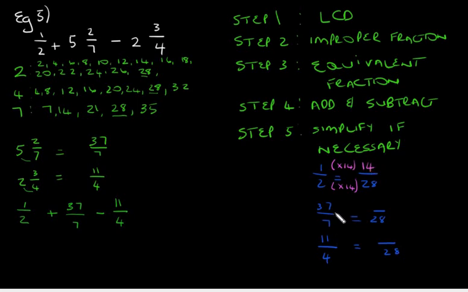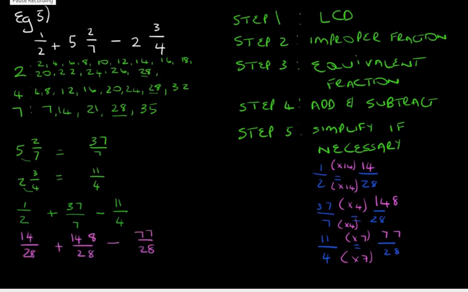And then 37 over 7. What did we do to 7 to get 28? We multiplied by 4. And therefore, we must multiply 37 by 4 as well. So that will give me 148. And what did I do to 4? I multiplied by 7. And therefore, I must multiply 11 by 7 as well. That will give me 77. So that will give us 14 over 28 plus 148 over 28 minus 77 over 28, which will give us 85 over 28.